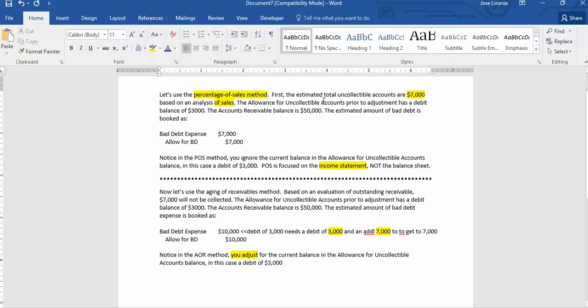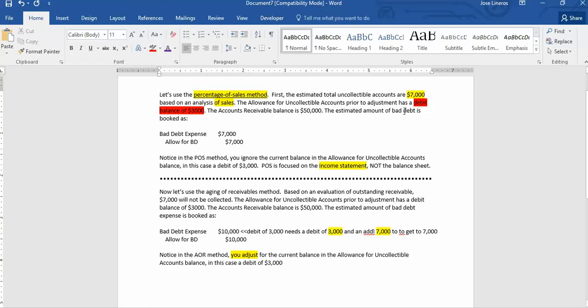The allowance for uncollectible accounts prior to this adjustment that you're going to make, this prediction of bad debt going forward, has a debit balance of $3,000. Using the percentage of sales method, however, you ignore this. You don't pay attention to the debit that's sitting in the allowance for uncollectible accounts. So I'm going to designate this red because we're not paying attention to it. The accounts receivable balance is $50,000.